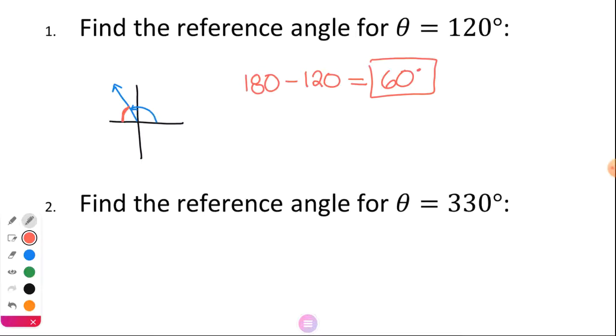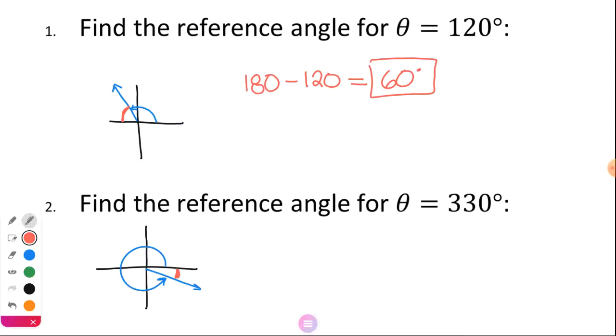Same steps for the second one. First, identify where your angle is located. We're looking at 330 degrees, which is located about here. This is the fourth quadrant. Okay. So we are looking at this angle. Our reference angle always refers back to that x-axis, so we're looking at this small piece here.